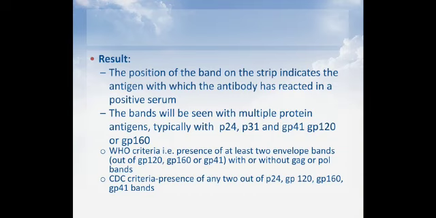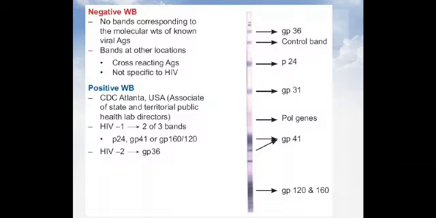Now, as per WHO, presence of at least 2 envelope bands, with or without a gag or pol band, we consider it as positive for HIV or confirmed HIV infection. CDC criteria says presence of any 2 out of P24, GP120/160 or GP41, any 2 bands, if they are present, it is confirmed HIV infection. Alright. This is the Western blot strip.